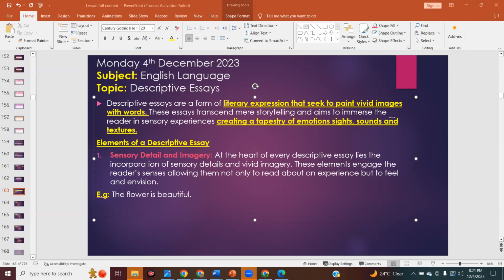The flower is beautiful like the colors of a vibrant sunset guiding down into night. Close. This is very close. You can say the flower is beautiful like the colors of a vibrant sunset guiding down into the night. Okay. All right. I like your attempts to try it. So let's make it more descriptive.